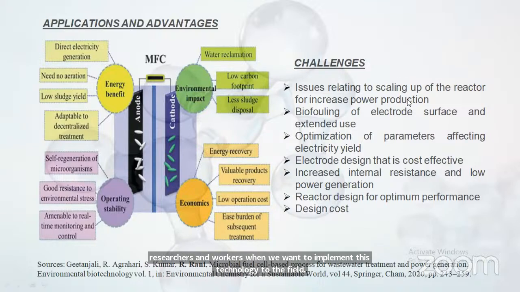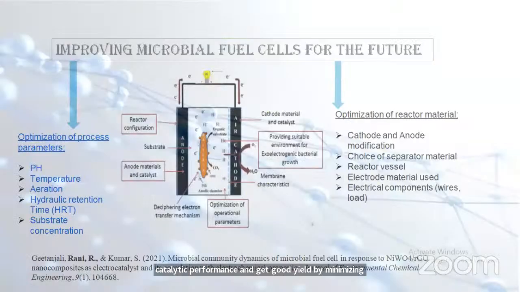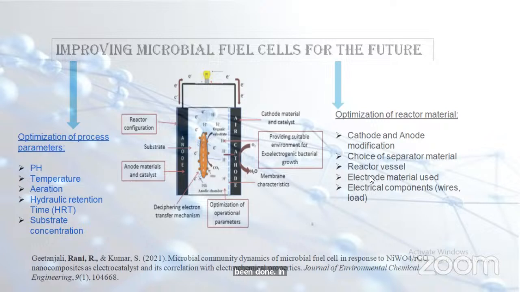Some people are working on process parameter optimization. Then people are working on development of efficient electrode material or electrode catalyst to improve the catalytic performance and get a good yield by minimizing internal resistance. Quite a lot of work has been done in reference to modification of the electrode material. There can be various approaches, but one important approach is modification of electrode kinetics.